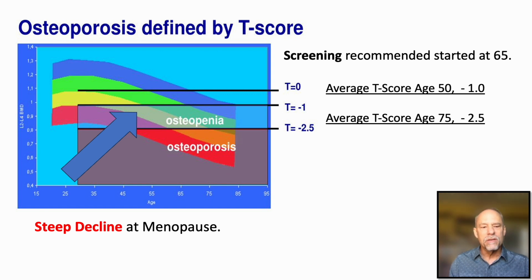You know, we talk about starting the screening at age 65, but we see that there's a big drop-off here at menopause. Should we start the screening earlier? And I think we should, because if a person starts with a low score here and then is going through menopause, she's very likely to have premature osteoporosis.